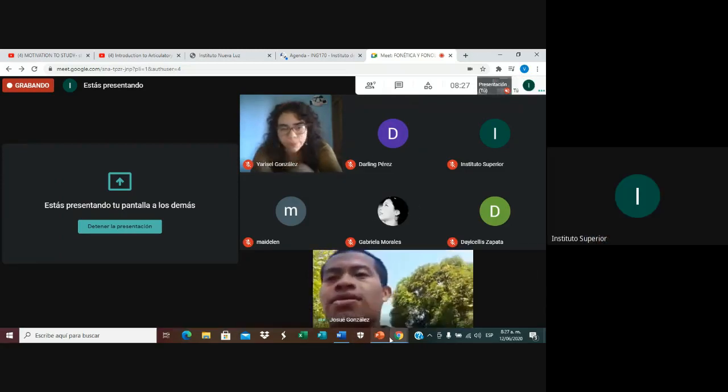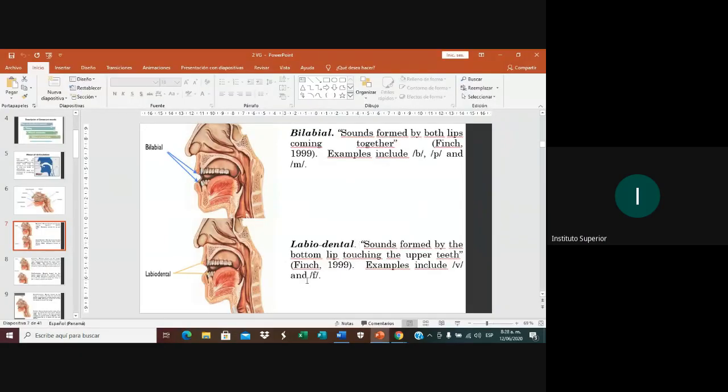Okay, with the second. Could you read, please, the second one? Labiodental: sounds formed by the bottom lip touching the upper teeth. Examples: v and f. Okay, thank you. Labiodental. Here the air is blocked when the upper teeth touch the bottom lip. Remember, the upper teeth touch the bottom lip, and the bottom lip is curling. And we have two labiodental sounds.